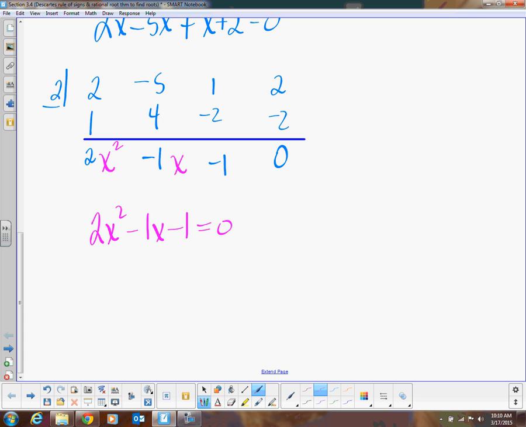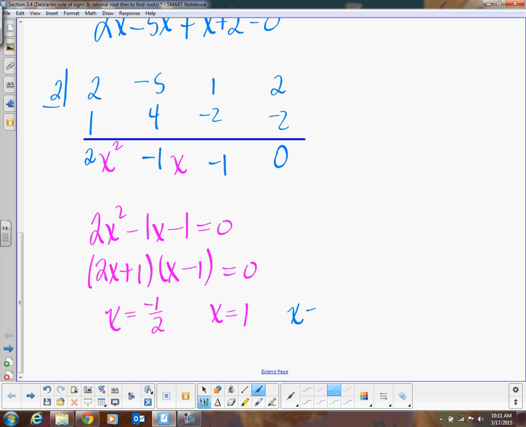All right, so how does this factor? 2x plus 1 times x minus 1 equals 0. So this gives me negative 2, positive 1, which gives me negative 1. So x equals negative 1/2, x equals 1. You did a U-try on this Friday. And what's wrong with my answer? There's supposed to be 3. Where's the third one? X equals 2, the one they gave us initially.